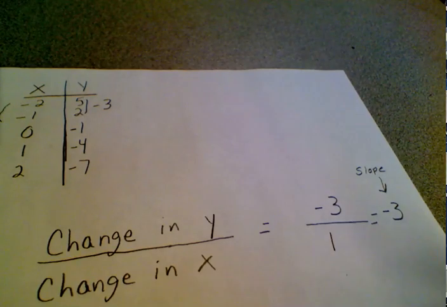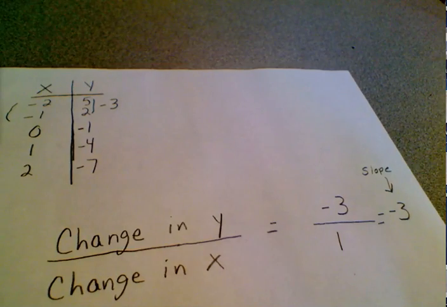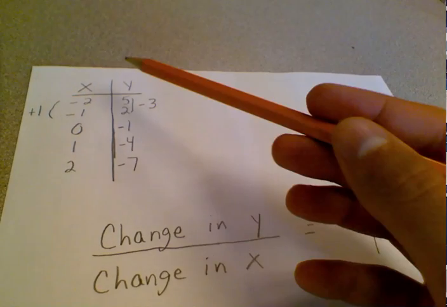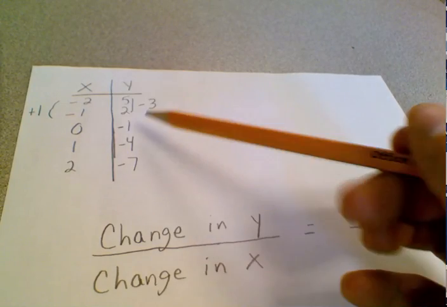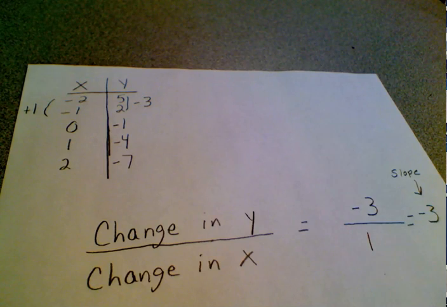All right. Again, same strategy that I used before, change in y divided by change in x. The only difference is this time, you'll notice my table was going up and down instead of from side to side, okay?